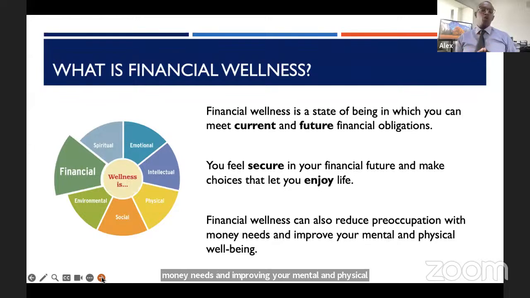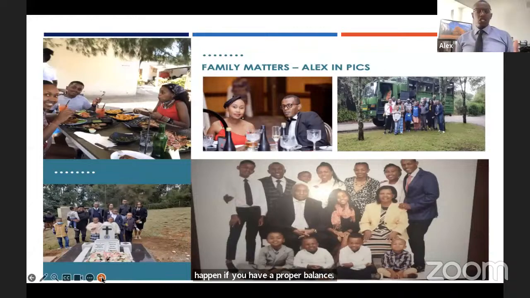There are a lot of people who will completely obliterate their health, working and not taking care of their health. So financial wellness is having a good understanding of how the reality of tomorrow will still happen if you have a proper balance. Now, why is that important? For me, I don't live for myself.